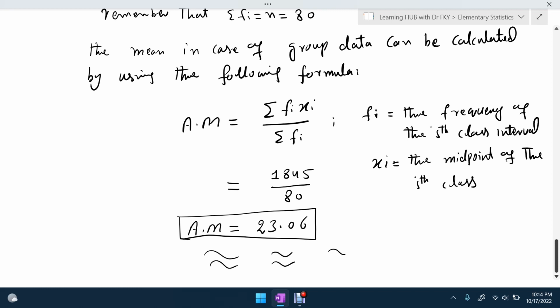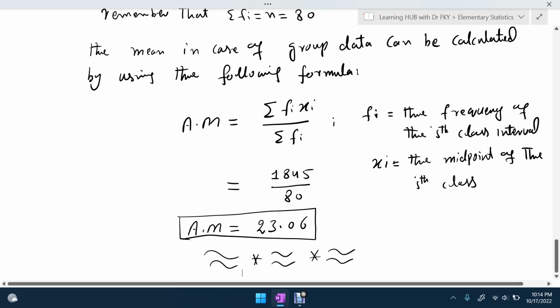For simple data, it's very easy. For group data, you need to calculate the midpoint because with the interval it is much harder to put the interval in this formula. So when you have constructed the frequency table, you need to calculate the midpoint, multiply the midpoint with the frequency, then sum that column, and divide the summation of that column by the summation of the frequency, which is equal to n, and you can get the average or the arithmetic mean for the group data.